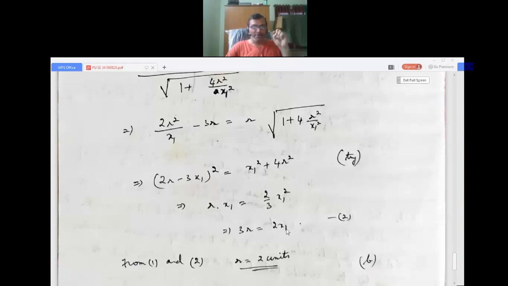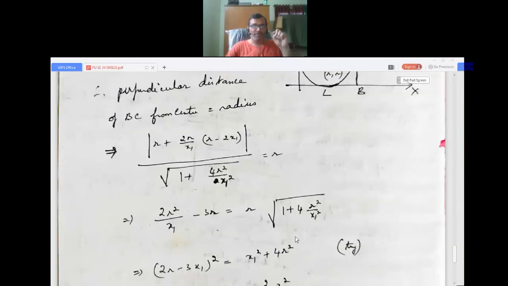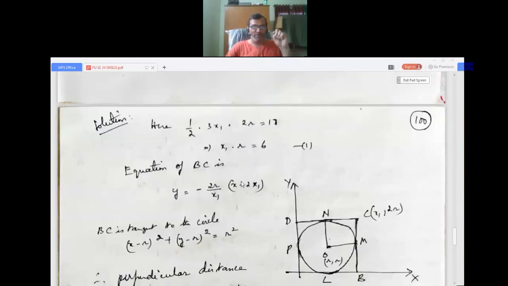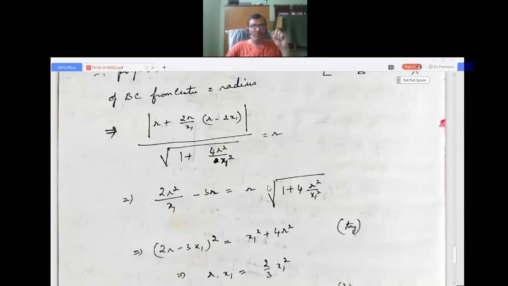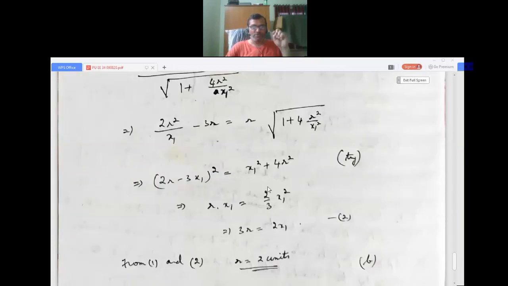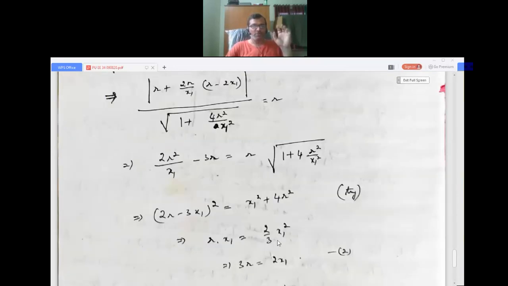So 3r equals 2x1, but from here, x1 into r is 6 from the first equation. X1 into r equals 6. From that, x1 will be 6 by r. So substitute x1 as 6 by r. We get r equals 2 units. So 2 units means this much.